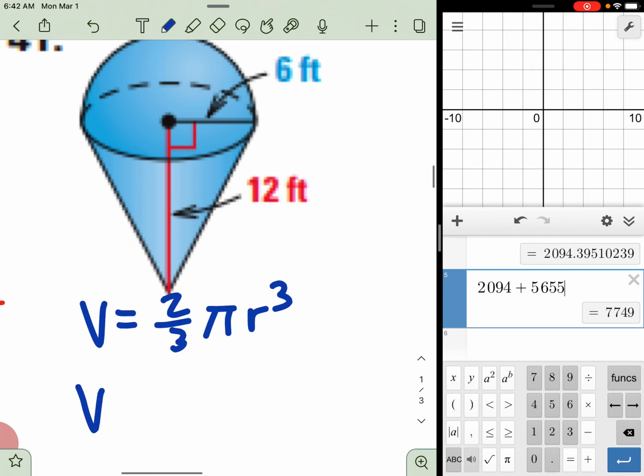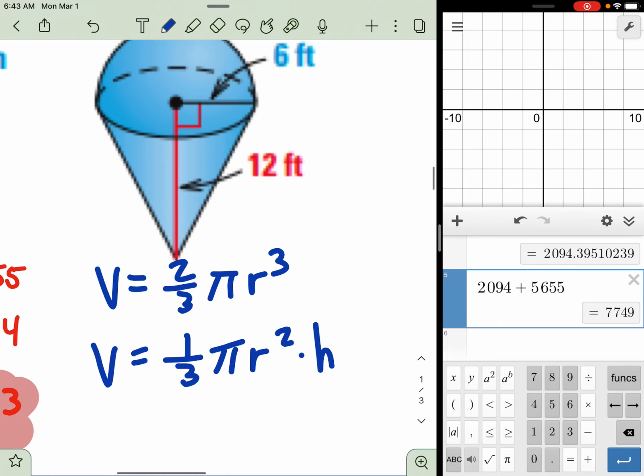Okay, then you have your cone, and a cone is 1/3 the area of the base times the height, and the base is a circle. The area of the base is a circle, and then times the height, so it's basically like a cylinder, only a third of that. As you guys remember, I poured that water into the cylinder.